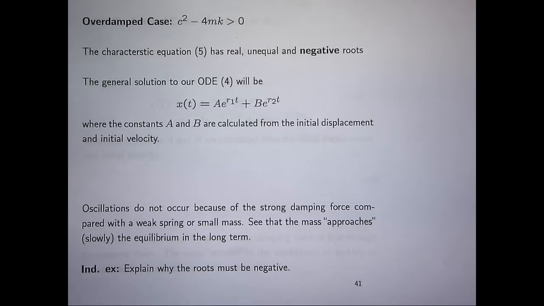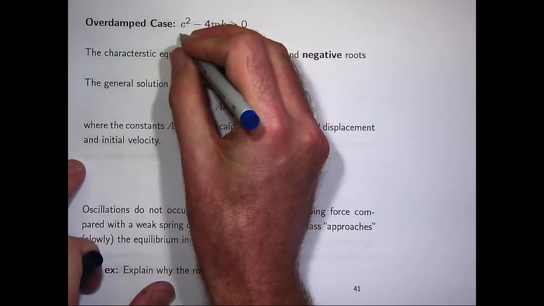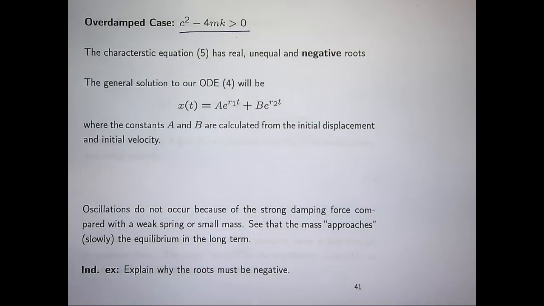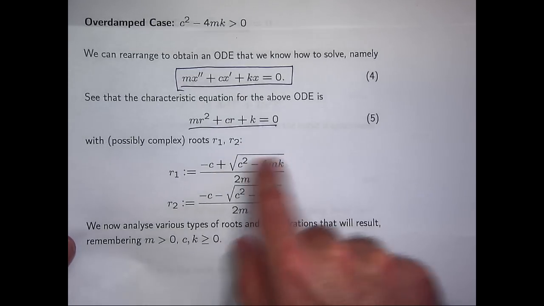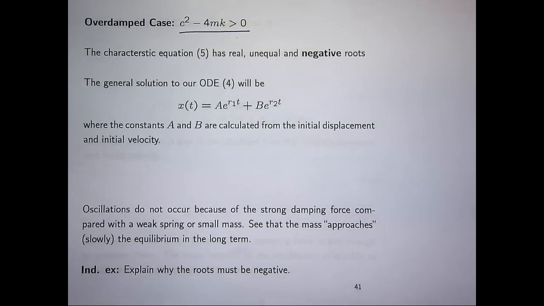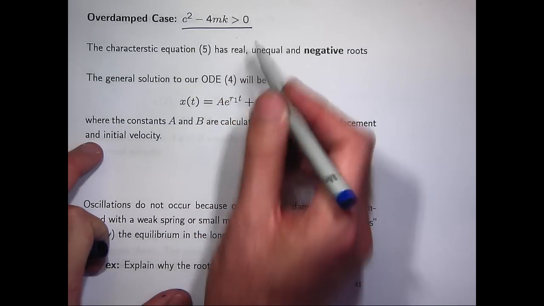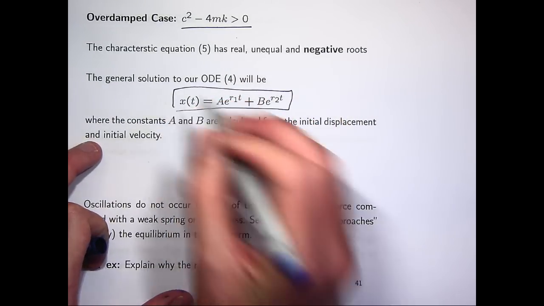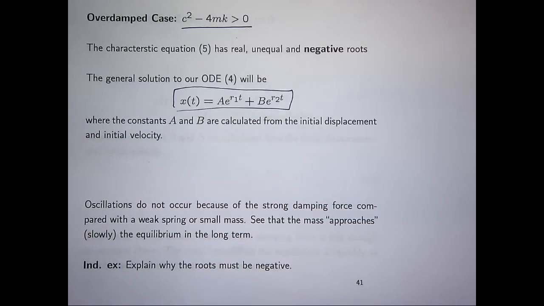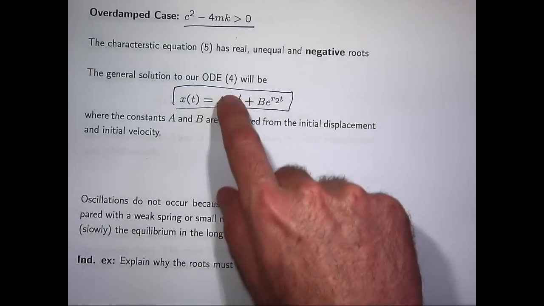All right, case 1, the so-called overdamped case. This is where everything inside this square root will be positive. In that case, the characteristic equation is going to have real and unequal roots, and in particular, they're going to be negative, just because of the signs of m, c, and k. We know when the roots are real and unequal, the general solution is just a linear combination. The r1 and the r2 there are just computed from here, but I didn't want to write them all in there.